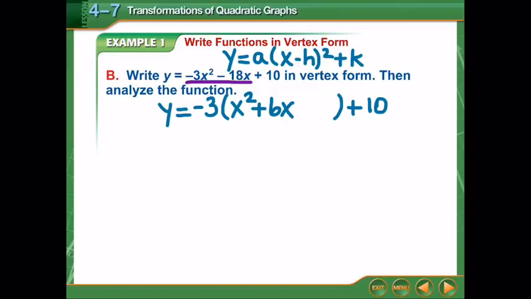What I need to do is complete the square again. So we're going to look at our number inside the parenthesis here. We're going to take that number, divide by 2, and then square it. That's the number that's going to go right here in this blank. So 6 divided by 2 is 3, and 3 squared is 9. So this is + 9.